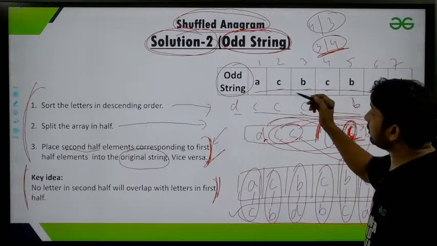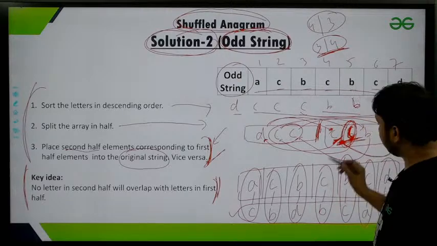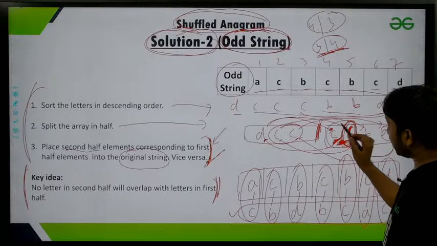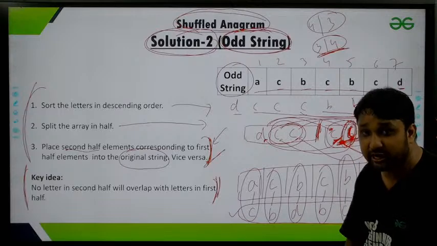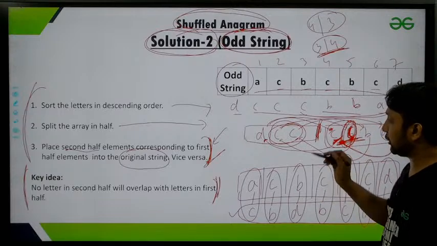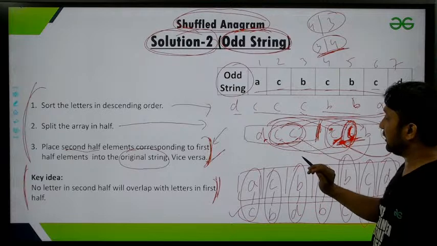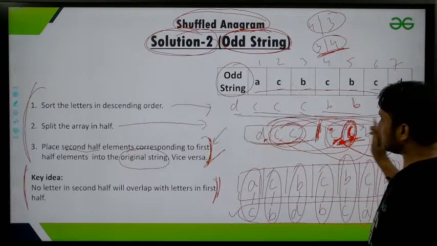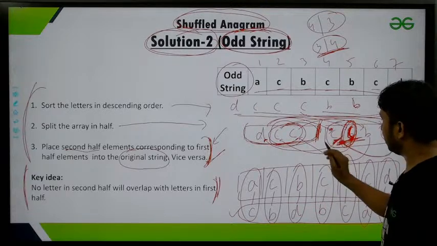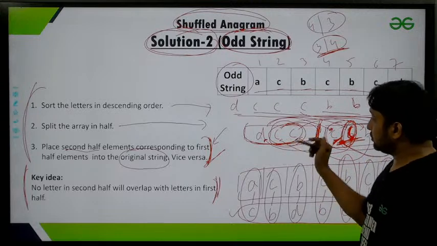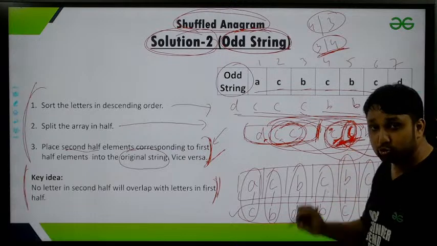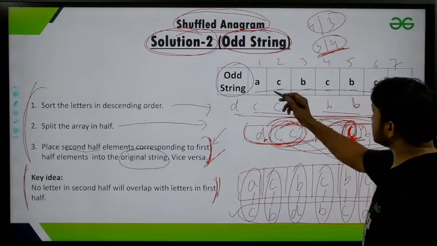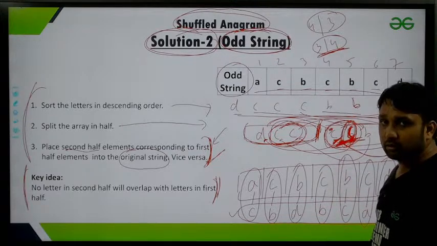Can you give me any input string in which 2C will be at the right hand side and 2C at the left hand side? Please type in the live chat. Can anybody give me any string in which, if I sort it and then divide it in two halves, these 2C match with these 2C, meaning I have 2C here? I cannot have 2C here. Can you change it somehow?